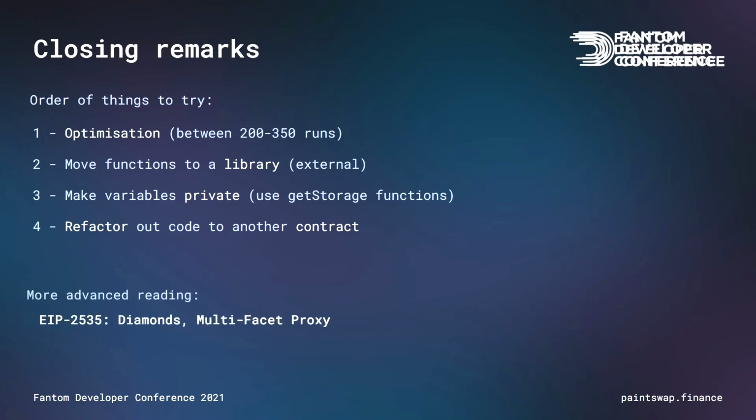And for more advanced reading, there's the proposal 2535, which is the Diamond's multifacet proxy. This gets into a bit more complicated territory, but if you plan on having an upgradable contract where you can add and remove things, this is definitely something to look at. But it's going to add quite a lot of complexity to your contracts.